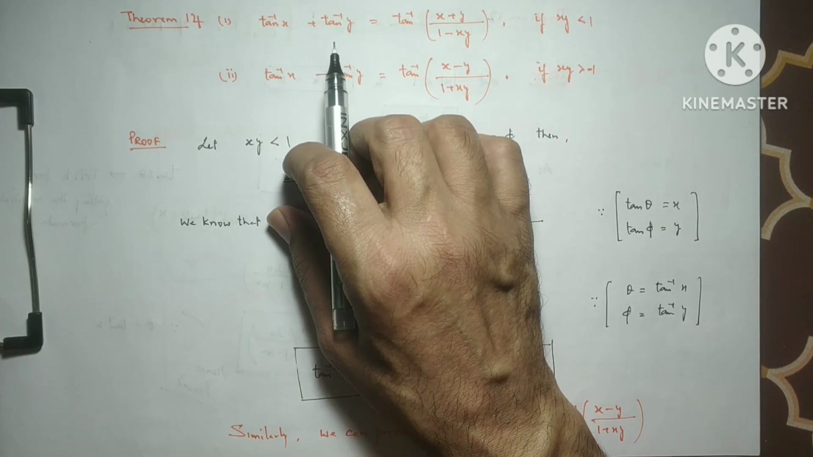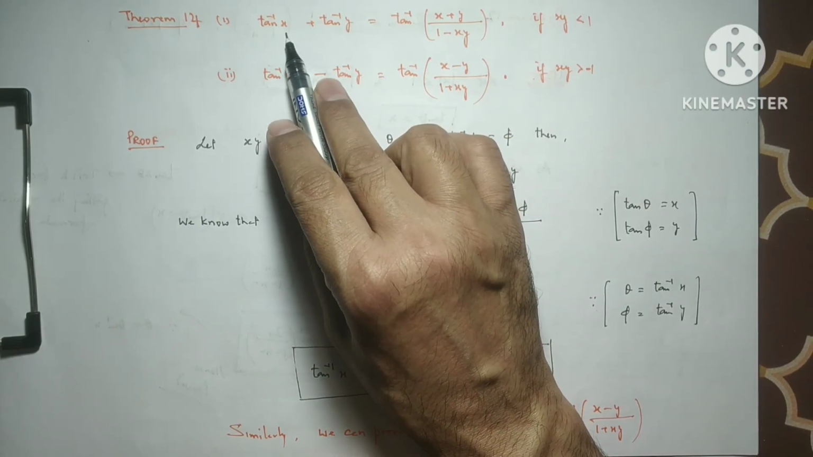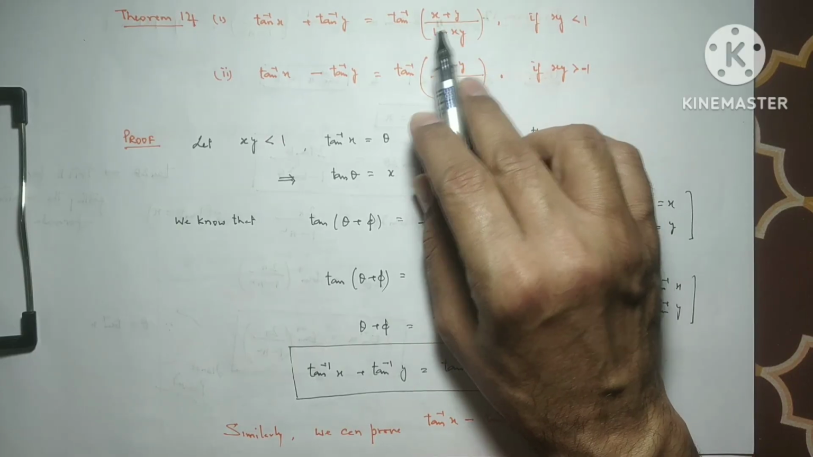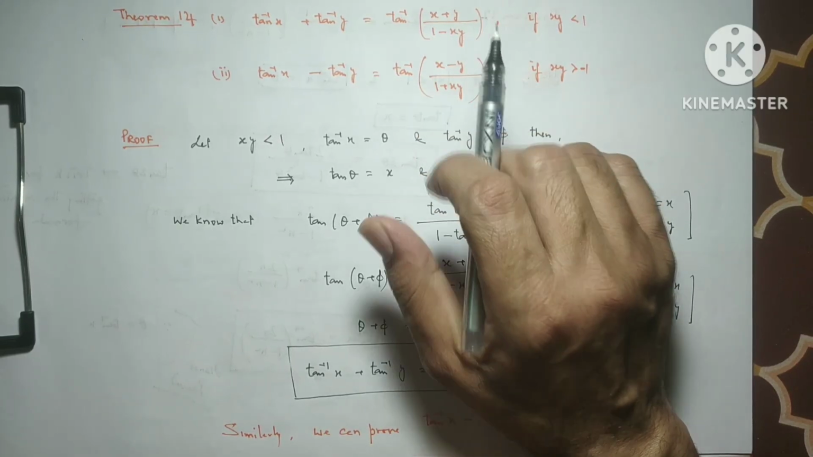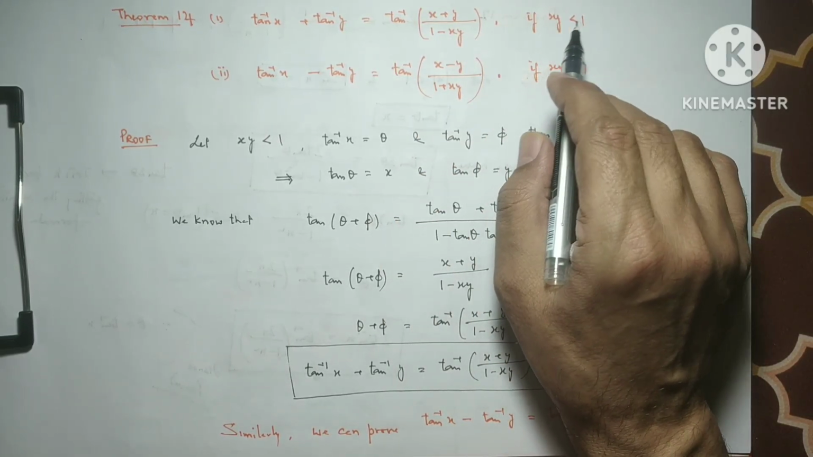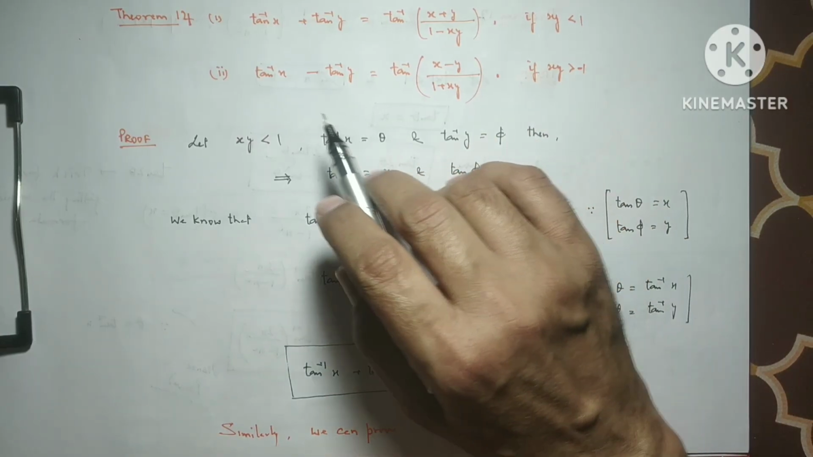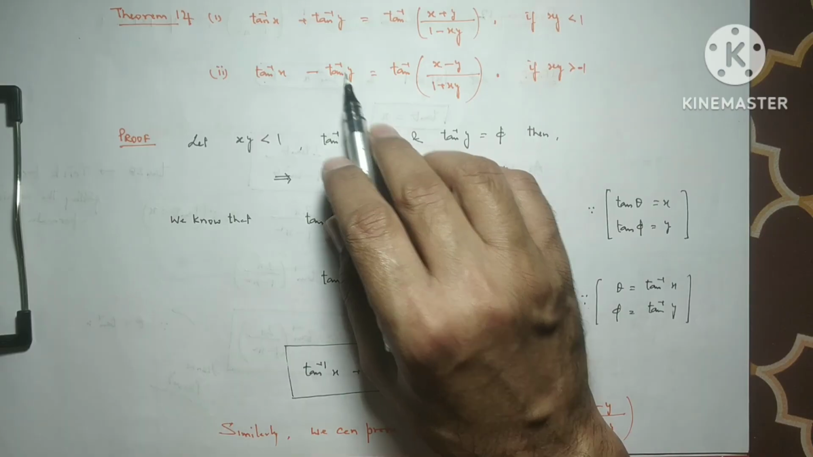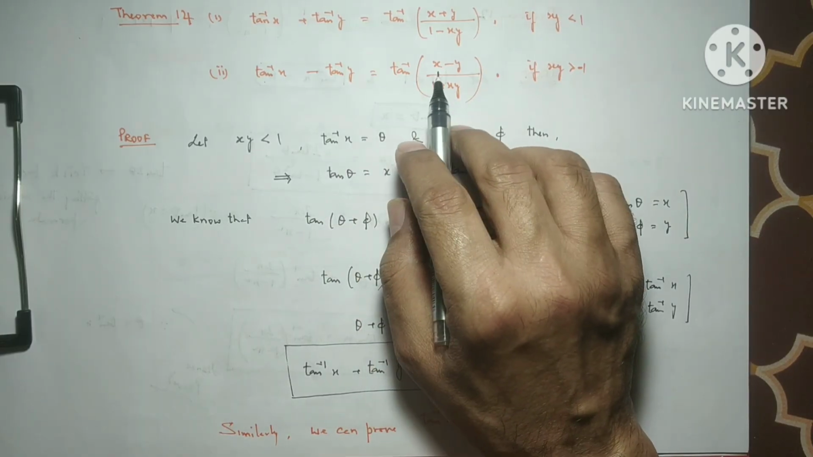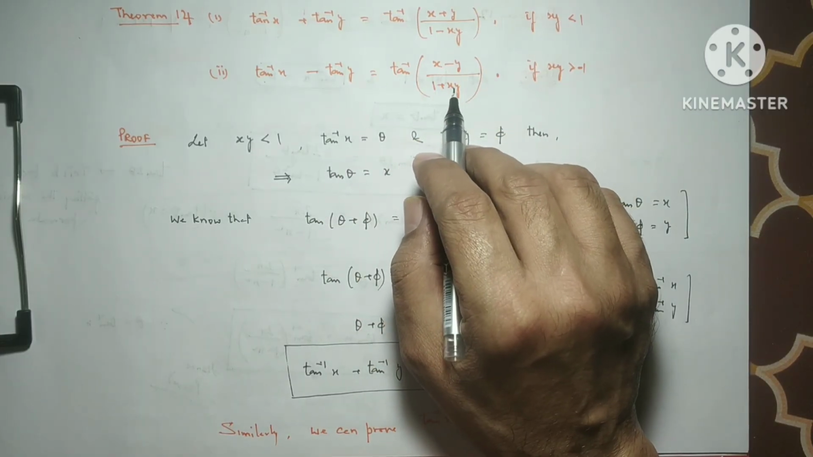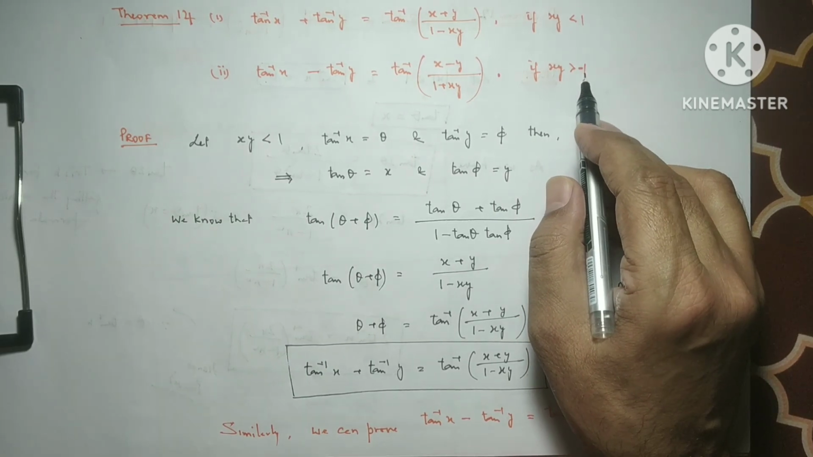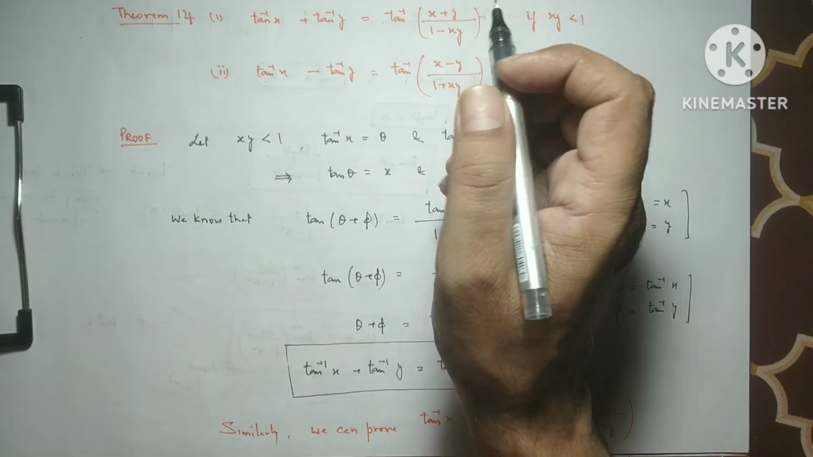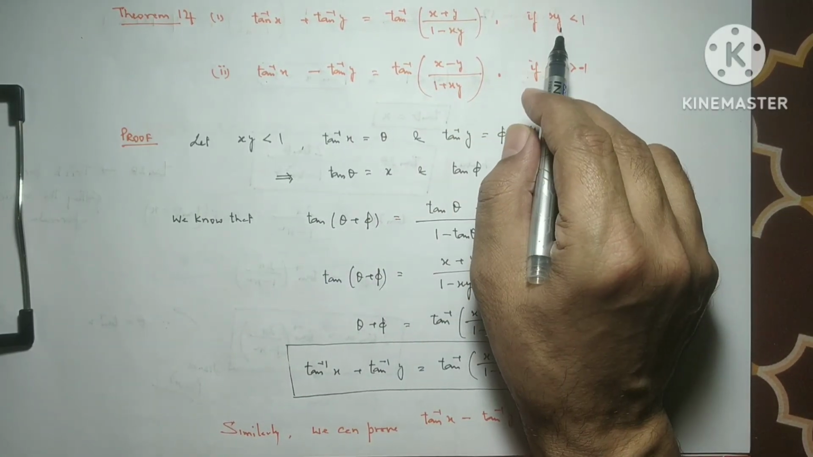Now the last theorem is tan inverse x plus tan inverse y equals tan inverse of x plus y over 1 minus xy, but the restriction is xy less than 1. And the second theorem is tan inverse x minus tan inverse y equals tan inverse of x minus y over 1 plus xy, if xy is greater than minus 1. So right now we are taking the first part. So let us consider xy less than 1.